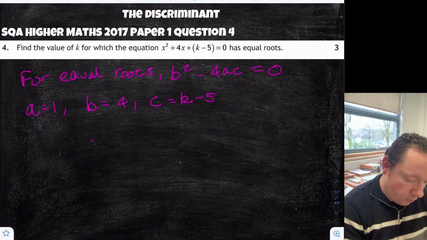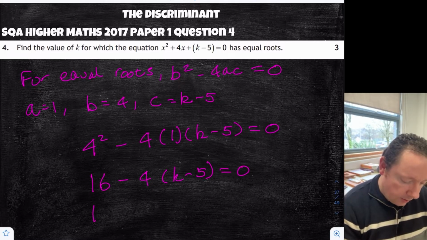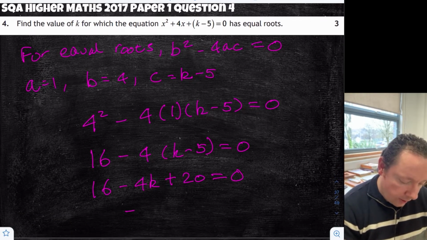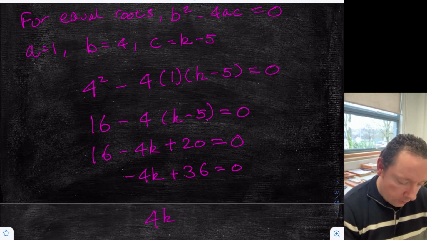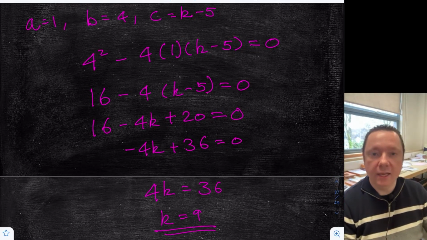So b squared is 4 squared minus 4 times 1 times (k minus 5) equals 0. So that's 16 minus 4 times (k minus 5). So that's 16 minus 4k plus 20. Minus times a minus is a plus. 16 plus 20, so we get minus 4k plus 36 equals 0. Taking the 4k over, we get 4k is 36, and therefore k equals 9, because 4 times 9 is 36.